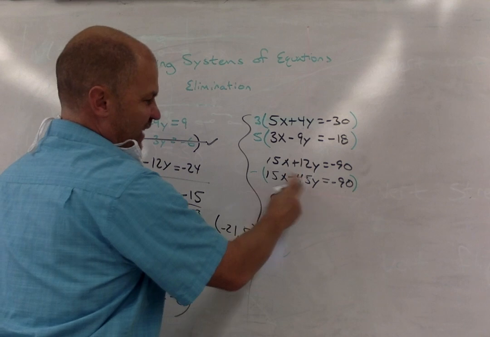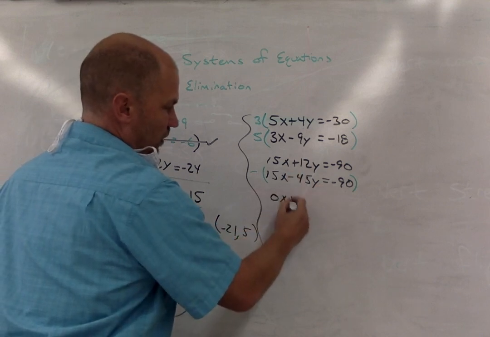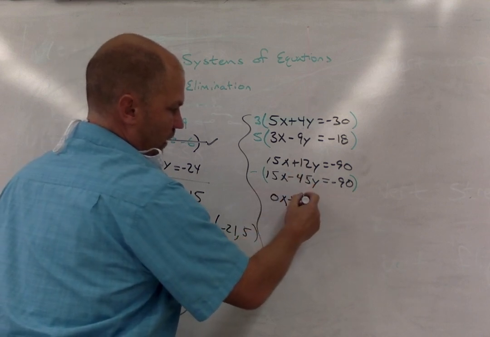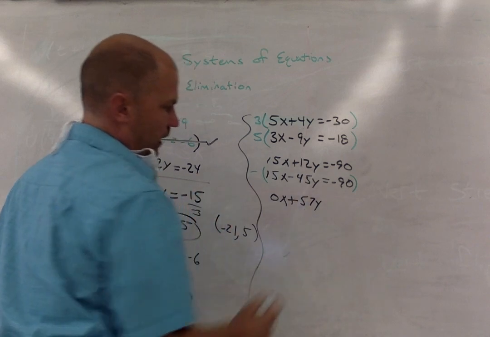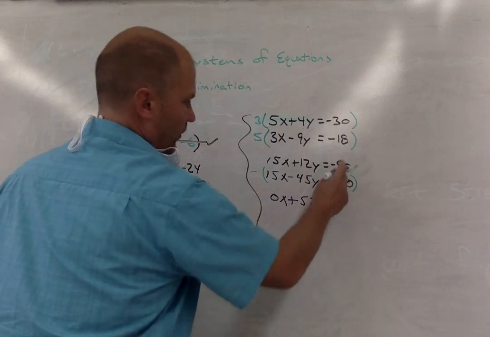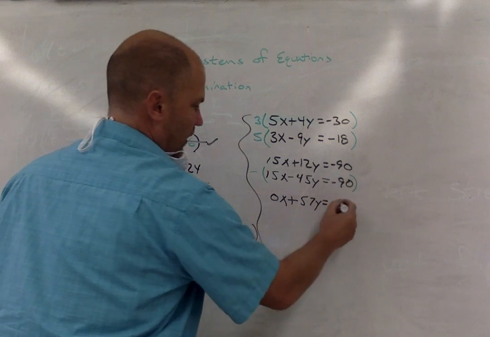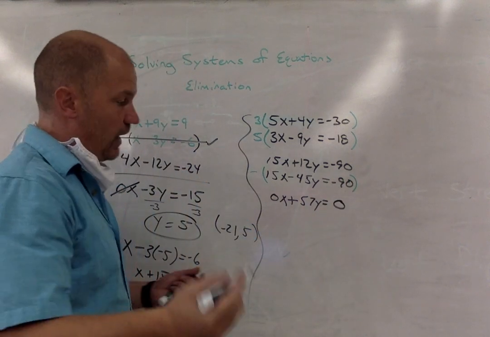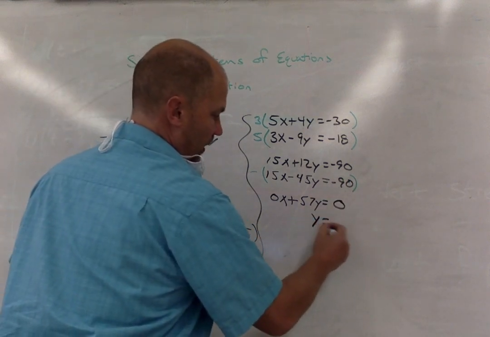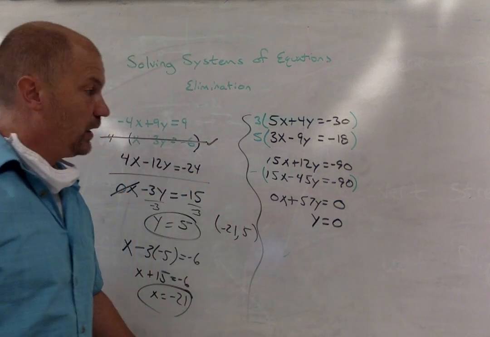12y minus negative 45y is plus 57y, equals negative 90 minus negative 90, which is 0. Divide both sides by 57, and I end up with y equals 0.